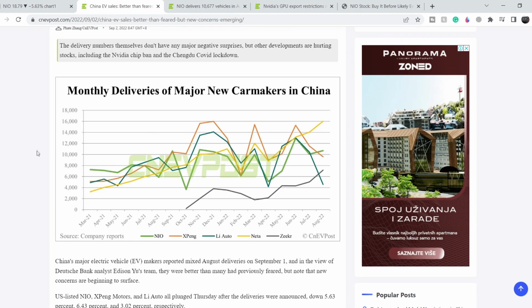And here is the chart of monthly deliveries of major new car makers in China. The light green line represents NIO sales. And as you can see, from month to month, compared to the previous month, NIO is expanding its deliveries. I have to say that other manufacturers, the major rivals of NIO, XPeng and Li Auto, have a decrease in their sales. Definitely it is a good sign for NIO, but overall we have two companies, Neta and Zeekr, that have a consecutive increase in their sales.